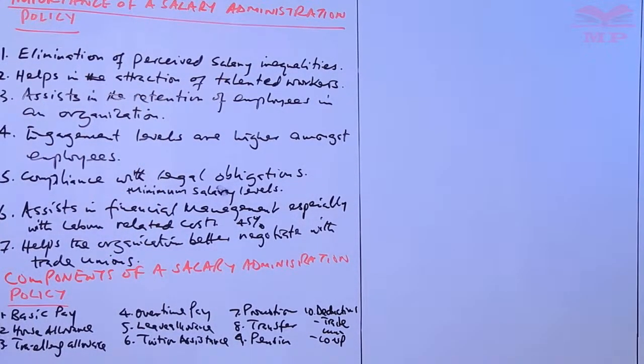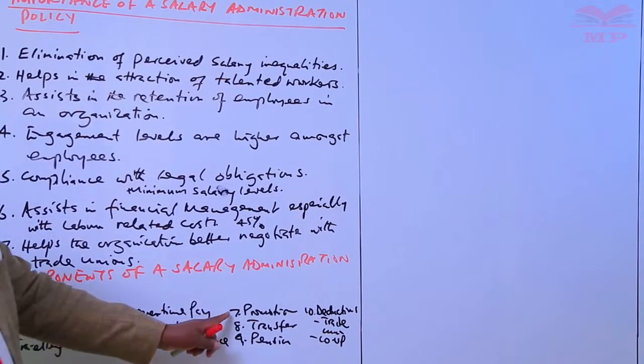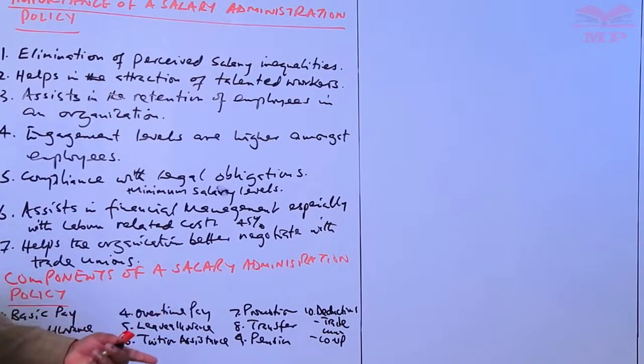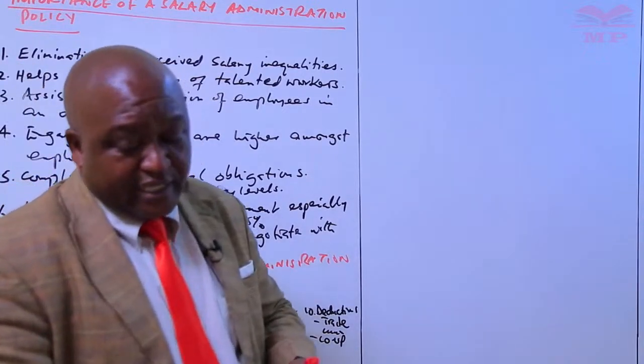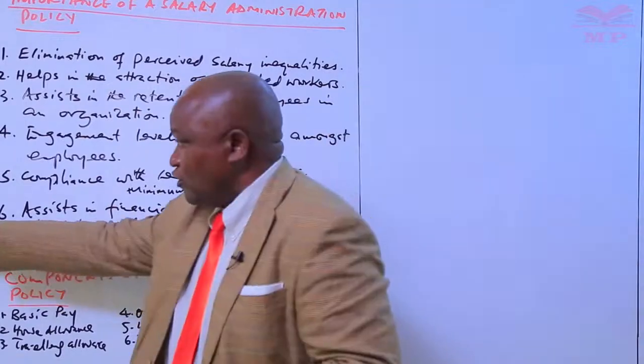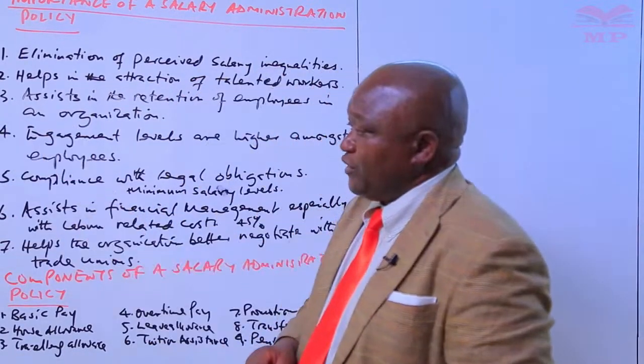So these could be some of the things you expect to get on maybe a payroll in terms of the components. So basic pay, house allowance, traveling allowance, overtime pay, leave allowance, tuition assistance, promotion, transfer, pension, and maybe other retirement benefits, deduction, among others. So this could just be part of the things that may be addressed in relation to components on a salary administration policy.